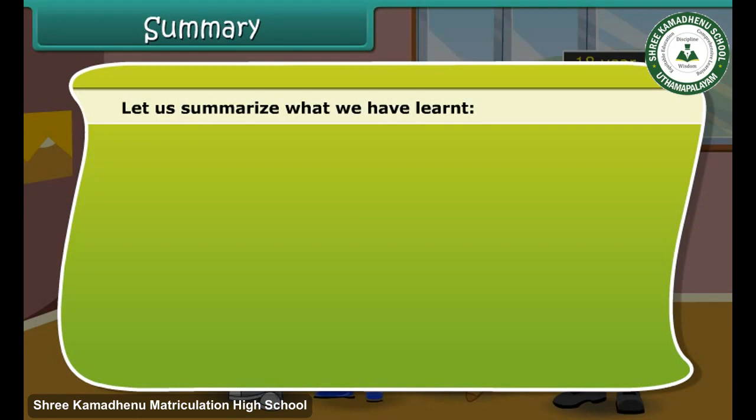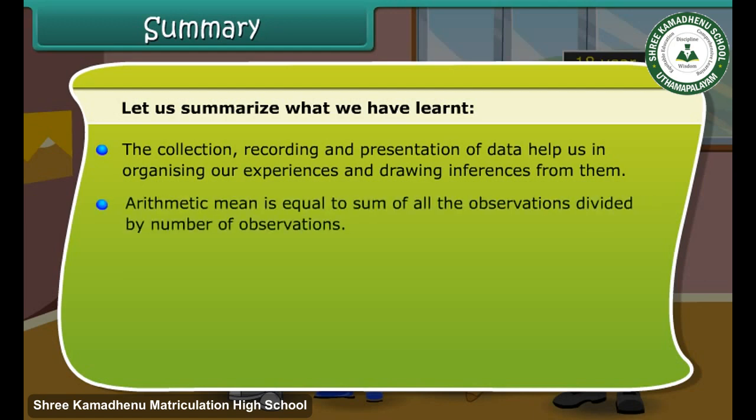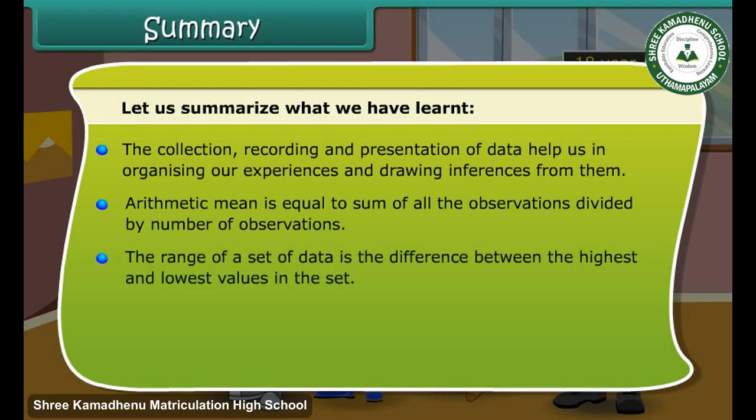Let us summarize what we have learned. The collection, recording, and presentation of data help us in organizing our experiences and drawing inferences from them. Arithmetic mean is equal to the sum of all the observations divided by number of observations. The range of a set of data is the difference between the highest and lowest values in the set. The mode is simply the number which appears most often.